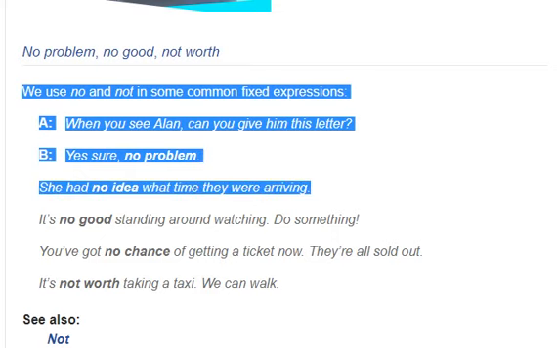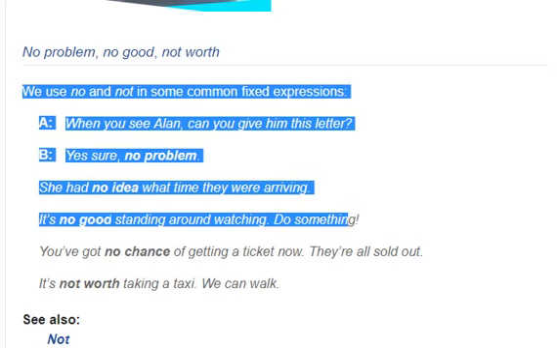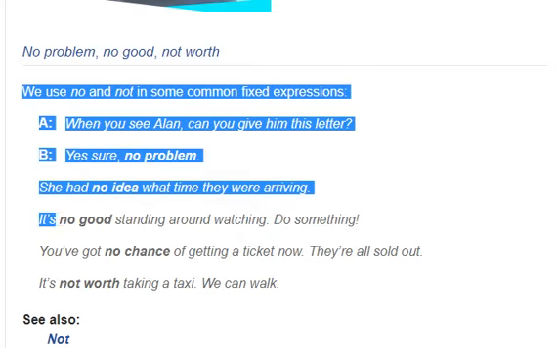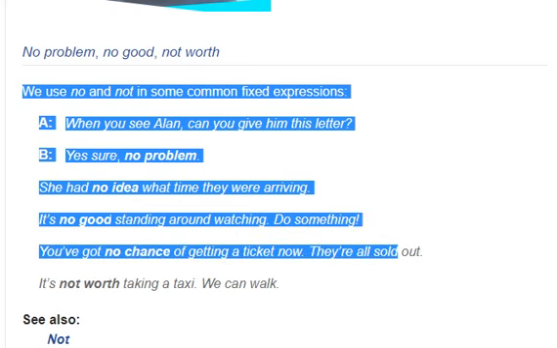Não é certo. She had no idea what time they were arriving. Você não pode falar, she had not idea. Isso não tá certo. It's no good standing around watching. Do something. Não vai falar, it's not good, it's not good standing around and watching. Do something. It's not any good standing around and watch something.